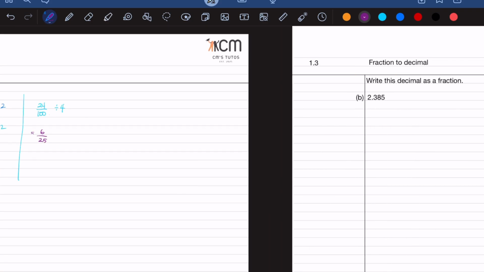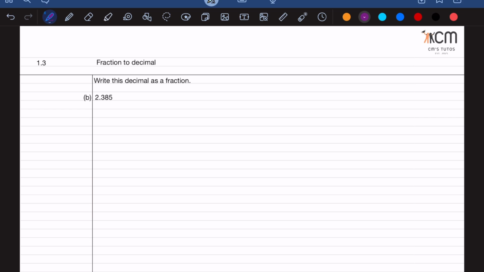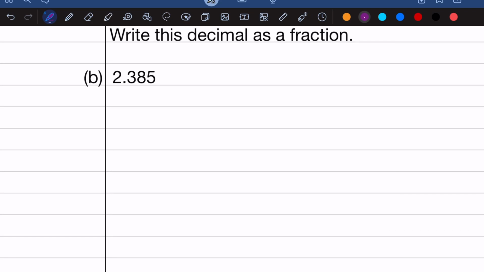Alrighty, let's have a look at another example. Decimal to fraction: write this decimal as a fraction, 2.385. First, you have to check the places. How many places are there? There's tenths, hundredths, and thousandths. So it has to be 3 digits, so 3 zeros are there.